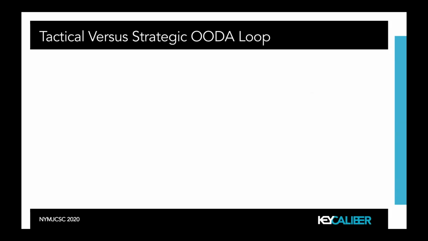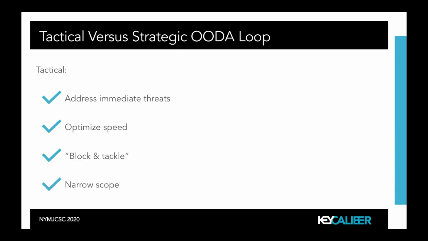Now, when we talk about the OODA loop in a security setting, we often think of it on the tactical side. And so the tactical OODA loop is very keenly focused on addressing immediate threats. I have an alert of this type, so that means I need to do X. And it optimizes for speed because on the tactical side, that's king. And it's very focused on the block and tackle side of operations, where you have something that's happening and you're reacting to it, and then that's coming back around so that you can then react the next time. So it's, relatively speaking, fairly narrow in scope, and it's specific to how the security team operates.